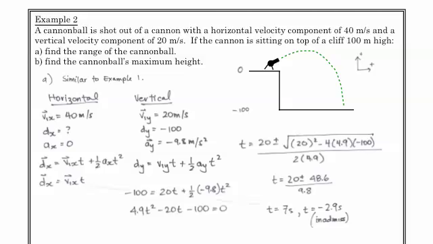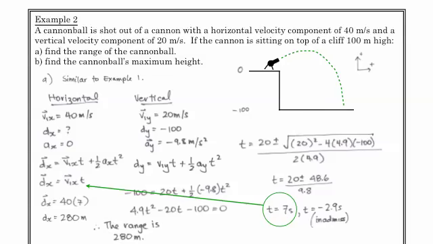So what are we going to use? Well, we're going to use 7 seconds, and we're going to take that and go back and solve in the horizontal direction. 40 meters per second was the initial horizontal velocity times 7 seconds, and of course we get 280 meters. So the range here is 280 meters.